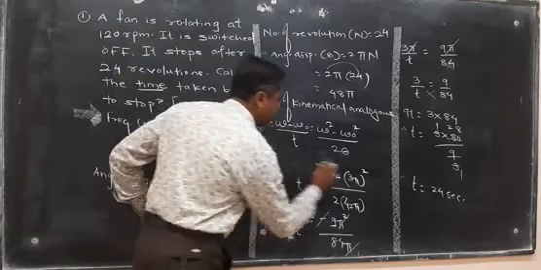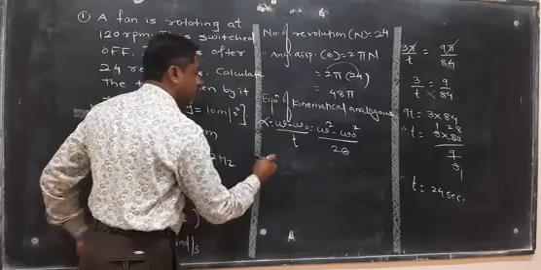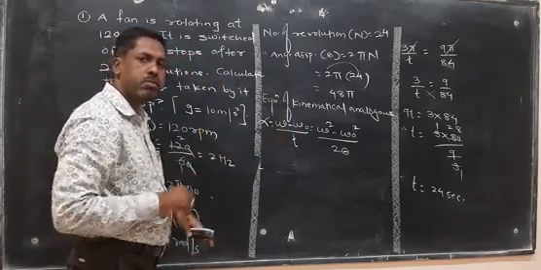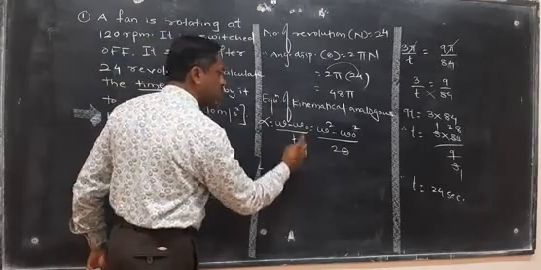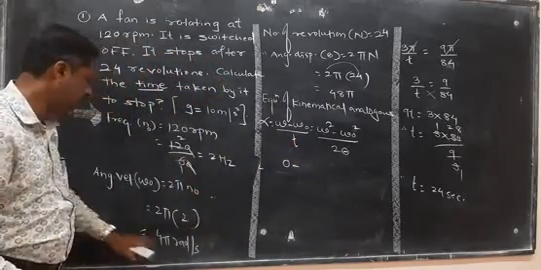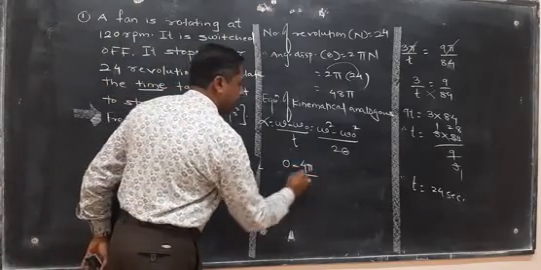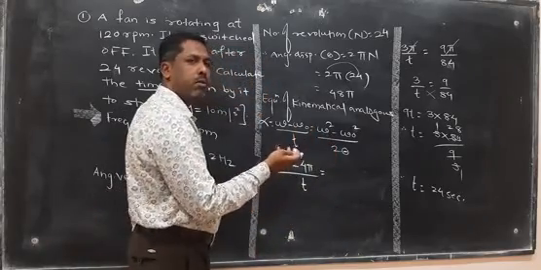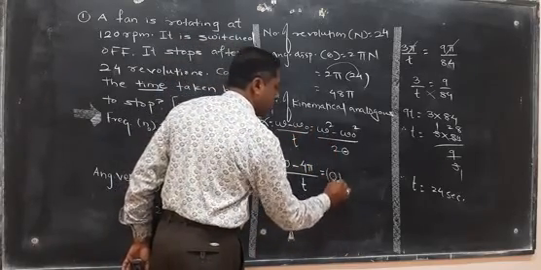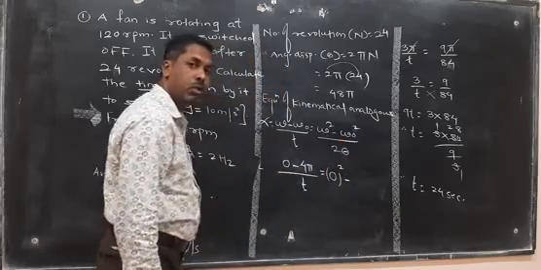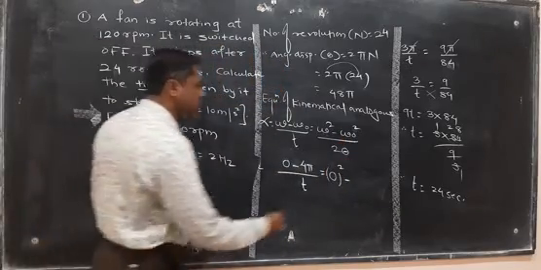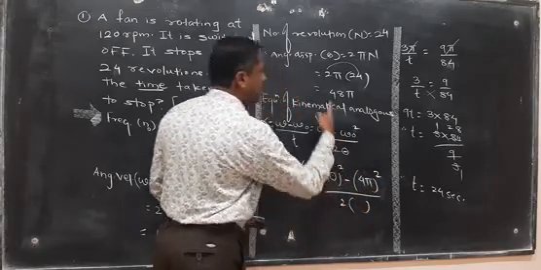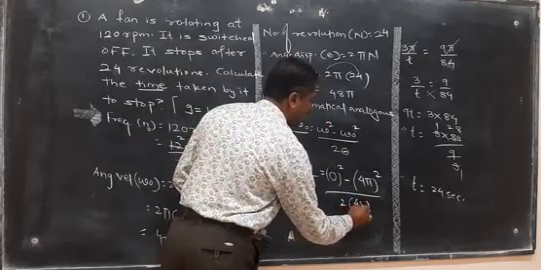Put the values here. Omega, that is the final angular velocity. Finally, the fan stops, so no velocity, that is 0, minus the initial angular velocity. We have calculated 4 pi. We have to find out time t. Omega square, final angular velocity, is again 0. So 0 square minus omega 0 square, that is initial angular velocity 4 pi square, upon 2 theta. How much theta? It is 48 pi.